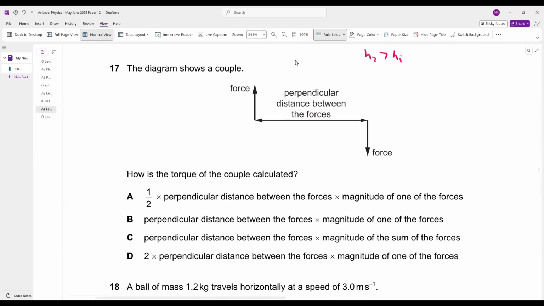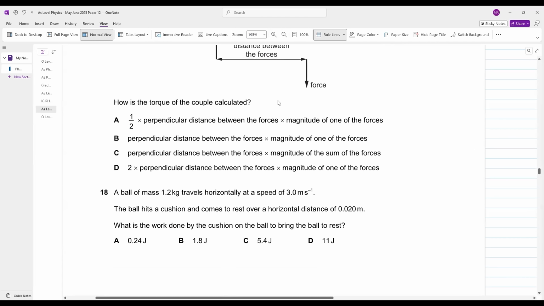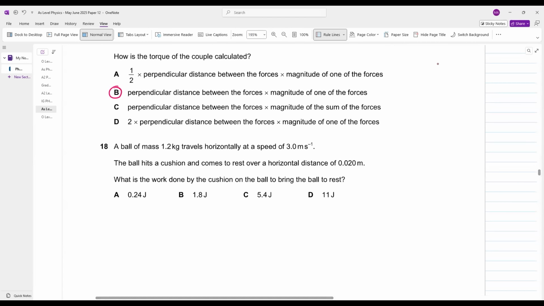Let's further move ahead. The diagram shows a couple. Okay. How is the torque of a couple calculated? Perpendicular distance between the forces and the magnitude of one of the forces. B is your answer. Easy peasy. आगे बढ़ते हैं. 16 was a difficult question, but ये बाकी सारे आसान.